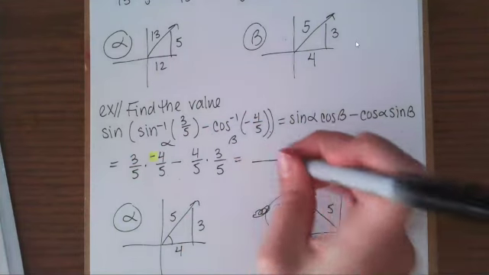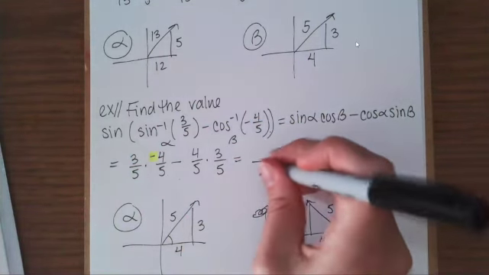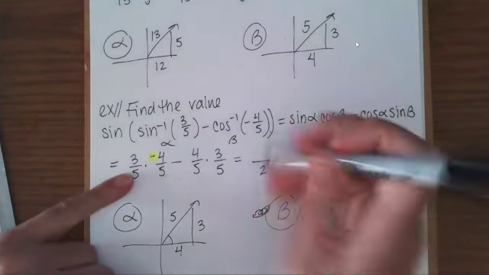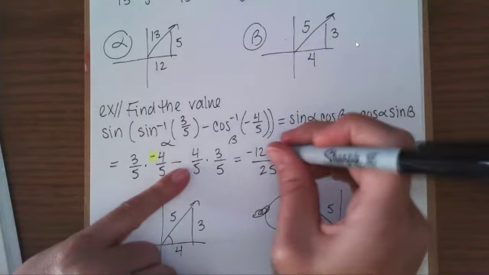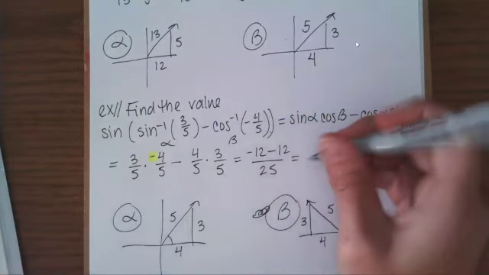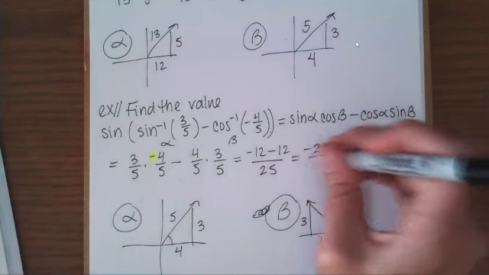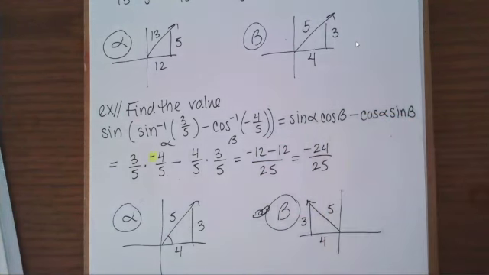Next step here, we have common denominator 5 times 5, which is 25. Now I have 3 times -4, which is -12, minus 4 times 3, which is 12. So a total of -24 over 25.